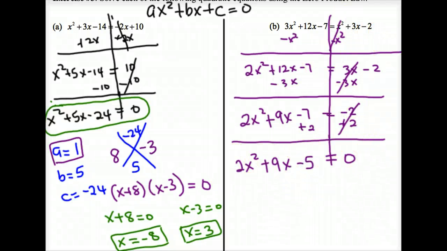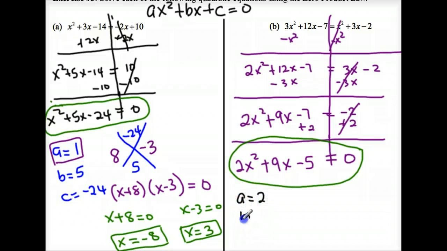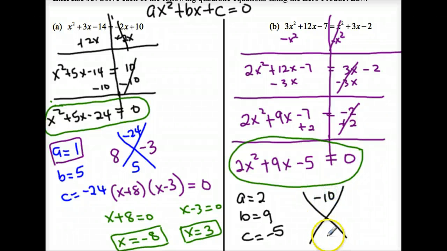Now that's my equation, this is what I'm working with right here. I want to say, what's my A? My A is 2, my B is 9, and my C is negative 5. Now I want to do my X, negative 10 in the top, and then positive 9 in the bottom. Two numbers, when I multiply them, I get negative 10, but when I add them, I get a positive 9, and those numbers are 10 and negative 1.